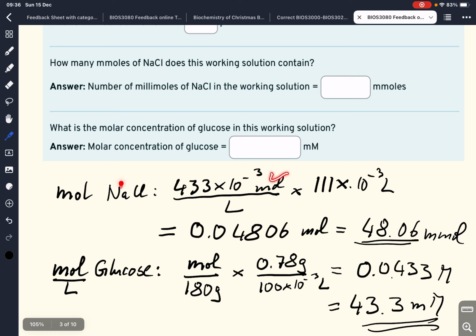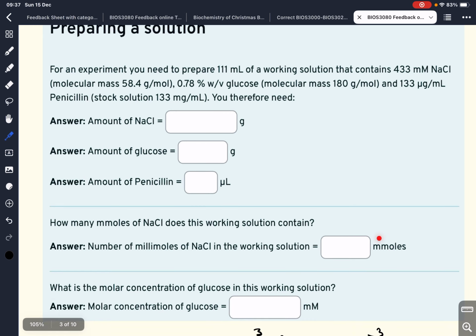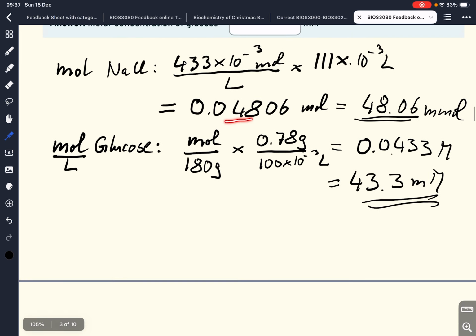So we've got the mole in the right place. We need to get rid of the liters here, and if we put that into the calculator, we would get 0.04806 mole. And since we have been asked to provide our answer in millimoles, we need to multiply this number here by 1,000, and that gives us 48.06 millimole.